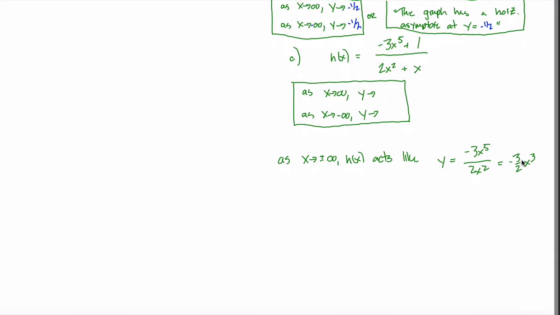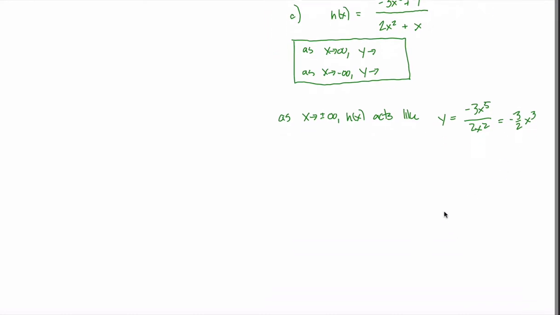And then if you think about what negative 3/2 x cubed looks like, well, the x cubed function kind of sort of looks like this. But if it's negative, I have to reflect it vertically. So I end up with something that kind of sort of looks like this. Right? And I can describe the end behavior of this thing in red.